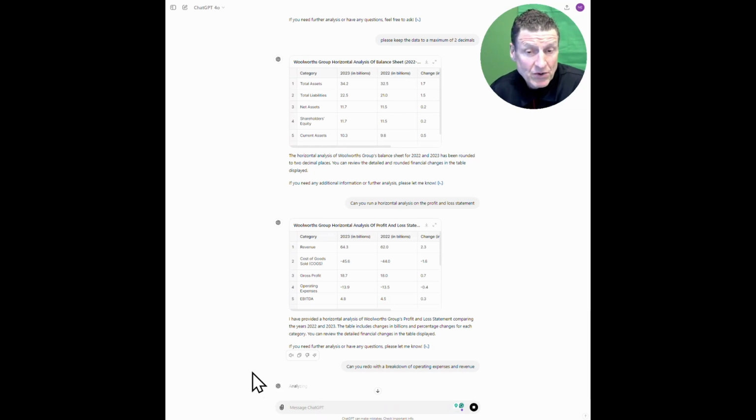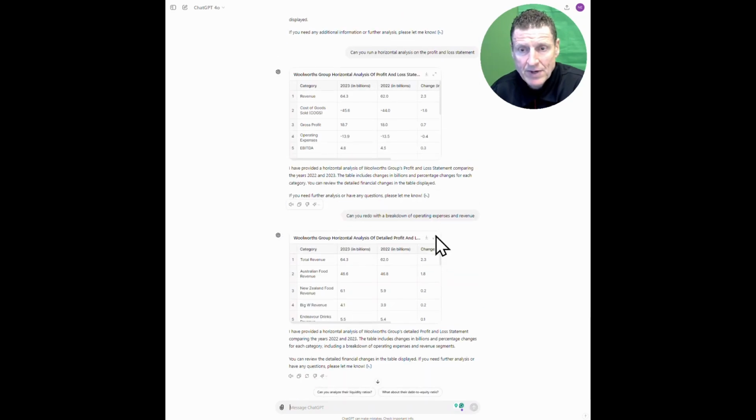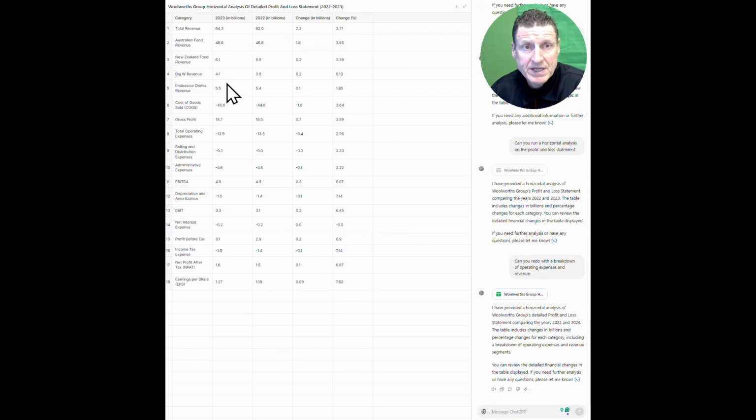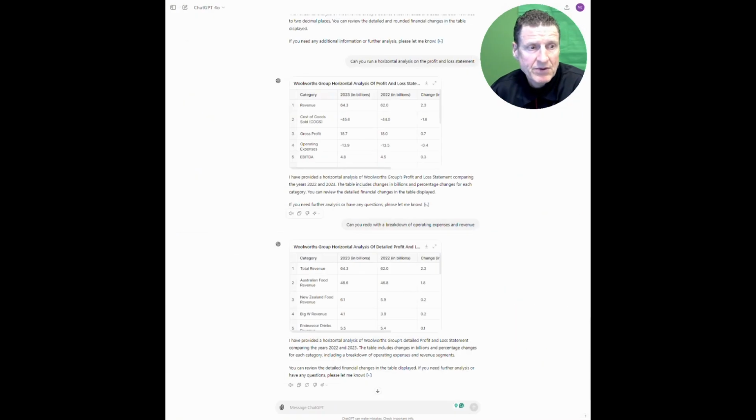So we're getting it to provide a little bit more detail, because if we're doing a forensic analysis, we're not really interested in the total revenue. We're interested in maybe segmented revenue. We're interested in different types of revenue to look for red flags. Okay, and so now we have a breakdown of revenue and the operating expenses, and as you can see, Australia, New Zealand, Big W, Endeavour Drinks, and we can see the change that is happening here. They're all single-digit percentage changes, and so maybe a seasoned fraud investigator may say, well, okay, there's nothing unusual about that. And then we've got the operating expenses, selling, distribution, administration expenses. Quite little change there. All right, so let's keep going on this horizontal analysis of the profit and loss statement.